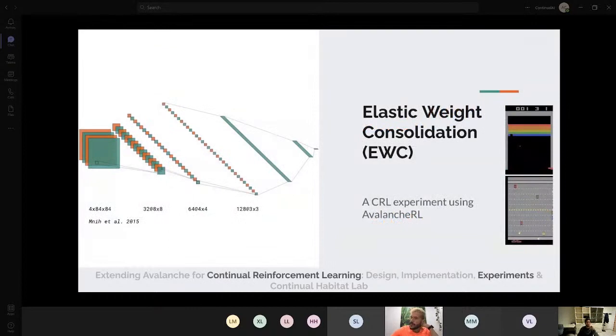We then tested our implementation on a continual reinforcement learning use case. So we re-implemented the famous elastic weight consolidation experiment in AvalancheRL with a very simplified setting. The idea here is very simple. We have 2 games, and we have to learn these 2 games in a sequential way without forgetting either of the 2. We used a very standard convolutional neural network, which is the same one they used in the paper and that we've re-implemented and added to the ones you can use in AvalancheRL.